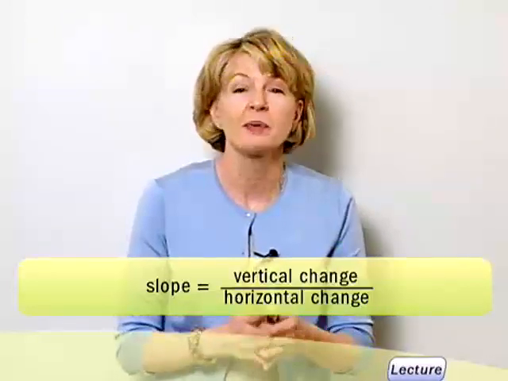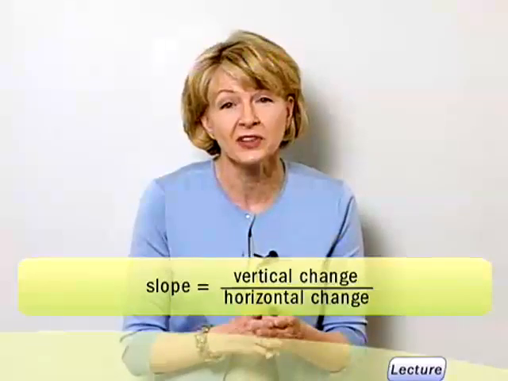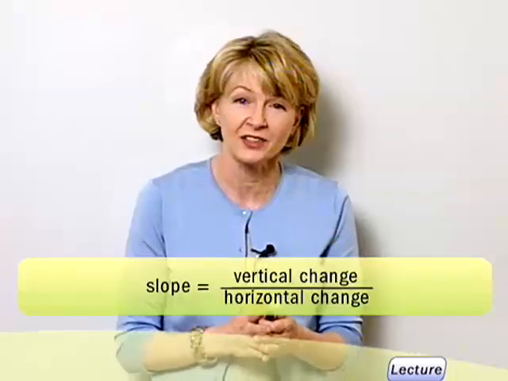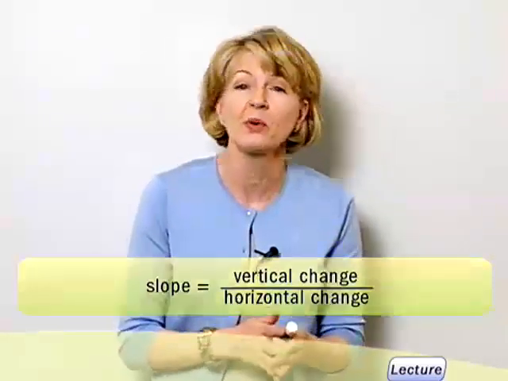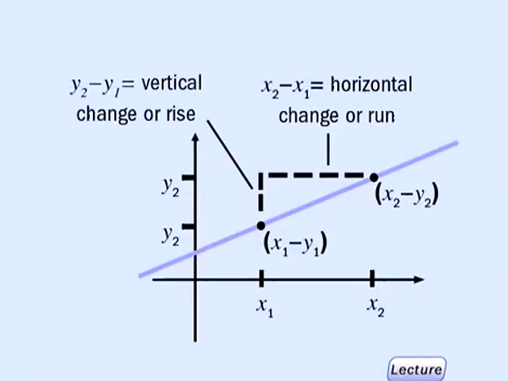We measure slope as a ratio of vertical change to horizontal change in moving from one point to another point on the line. So let's look at a diagram. Here we have a diagram. We have a point labeled x sub 1, y sub 1, and a point labeled x sub 2, y sub 2. Now the vertical change, or also the rise, can be found by the difference of the y values, y sub 2 minus y sub 1.